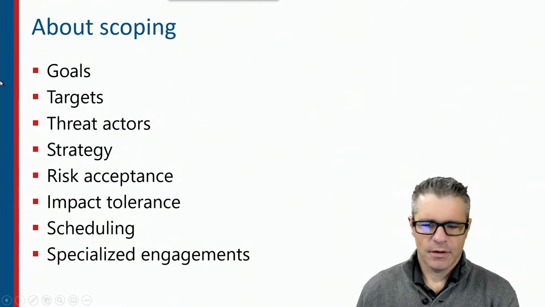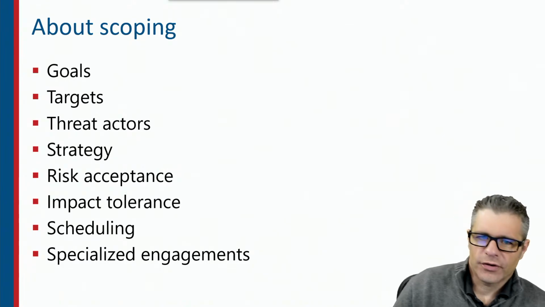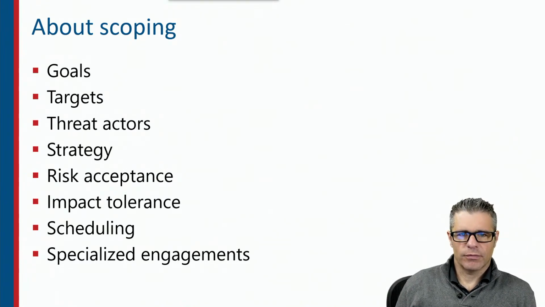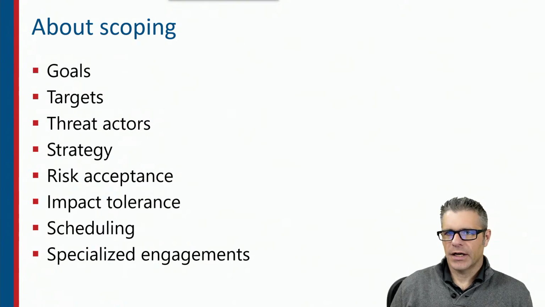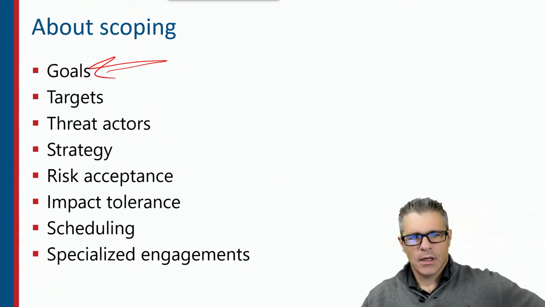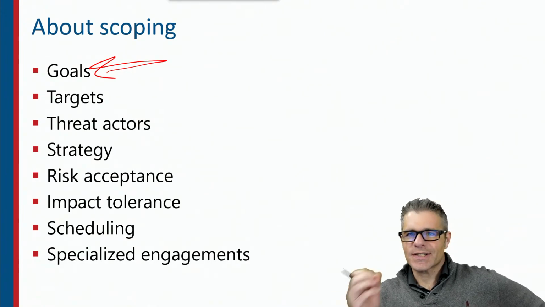So we need to figure out the following things about our scoping, right? So what are our goals? If we are doing some kind of deep, in-depth red team exercise, they might be pretty broad. If they're just a compliance deal, they might be pretty narrow and look more like just a checklist of things we're going to try.